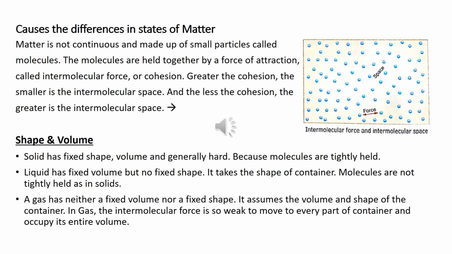To understand: the greater the cohesion, the smaller is the intermolecular space, the closer are the molecules to each other, and the less the cohesion, the greater is the intermolecular space, that is, the farther apart are the molecules. You can see it in the figure also. For any substance, the intermolecular space is the minimum in the solid state, larger in the liquid state, and the largest in the gaseous state.